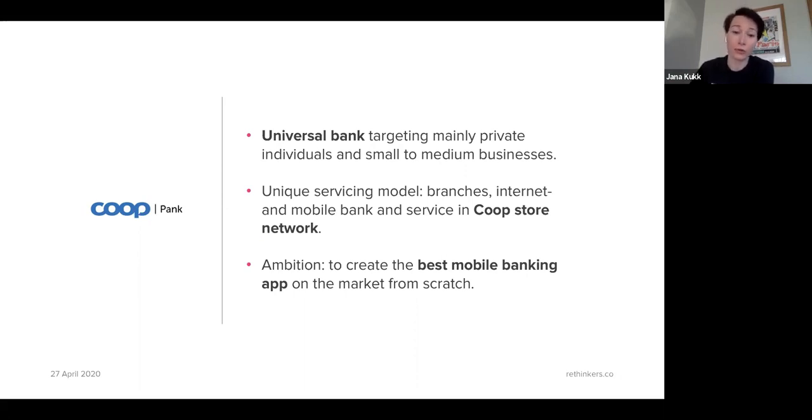So here the communication and the whole image of the bank is being very close in small places, very close to rural areas and distant areas in Estonia. And they actually came to us saying that they would like to improve their digital services, and they would like to do a bit of research on how the best possible mobile app for banking would look.